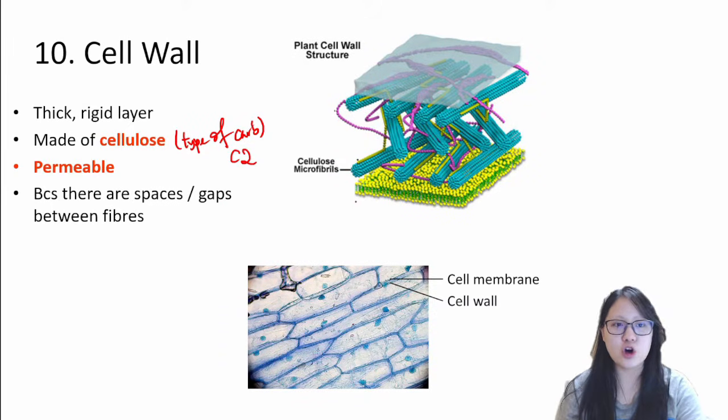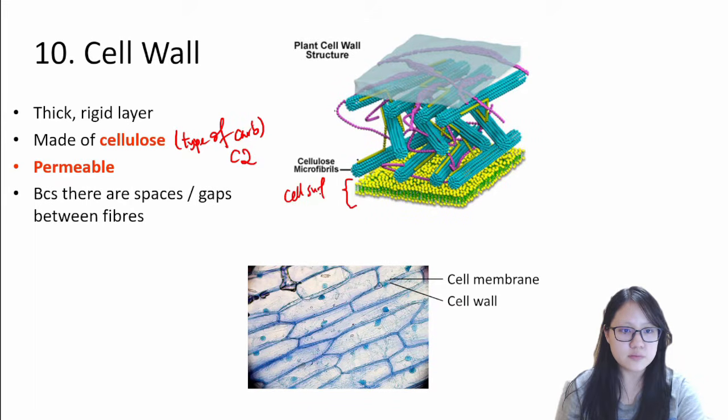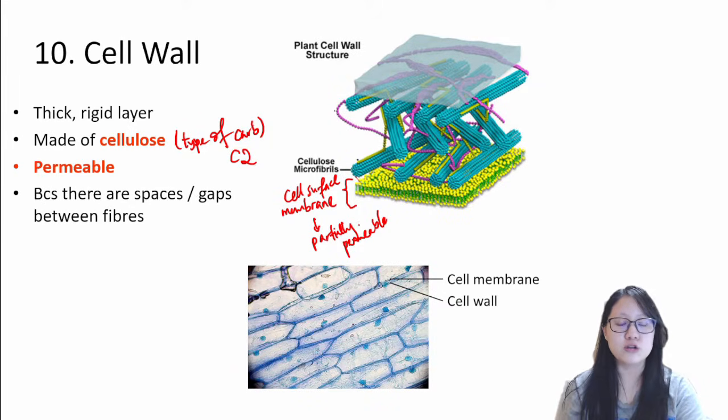Now, think of this in contrast with the cell surface membrane, which is down here. And the cell surface membrane, just a recap for you, is made of phospholipid bilayer. And this phospholipid bilayer is partially permeable. So, plant cells have a cell wall, but it's fully permeable. And the cell surface membrane, which is available in all cells, is what controls the movement of substances in and out of the cell because it is partially permeable.